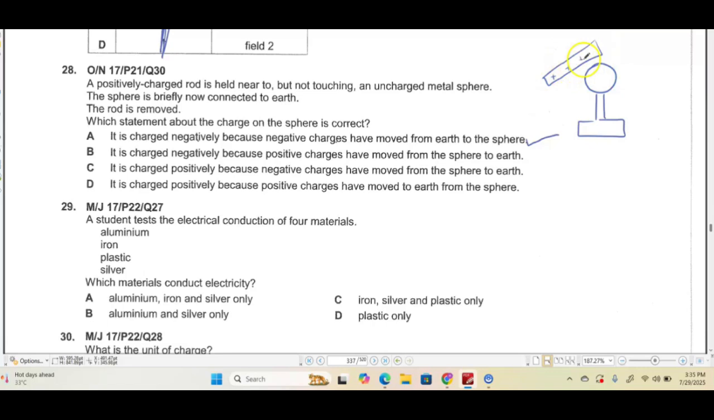The positively charged rod is brought near. So what is going to happen is that the negative charges are going to concentrate over here, and positive charge is going to be over here. So when this is connected to earth, the concentration of positive charge is more here, so electrons are going to move from the earth to the sphere. That is why option A is correct. It is charged negatively eventually when the earth connection is removed and the rod is taken away, so this is going to be negatively charged, because the charges have moved from the earth to the sphere.